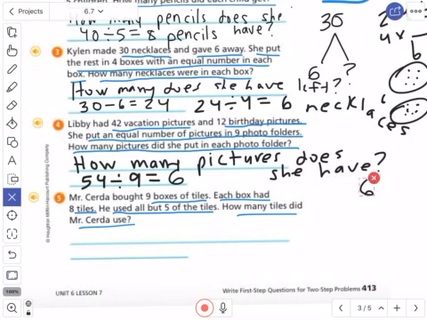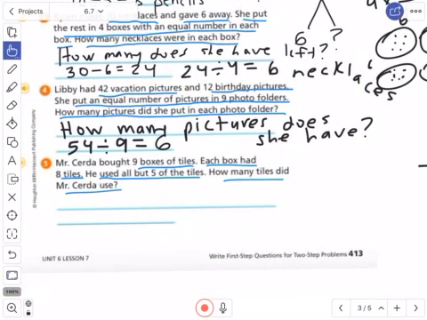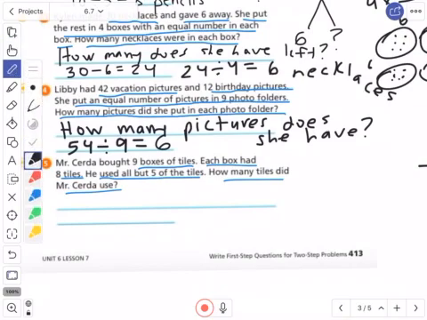Okay, last one here then. Mr. Serta bought 9 boxes of tiles. Each box had 8 tiles. He used all but 5. The first thing you need to figure out is how many tiles does he have?